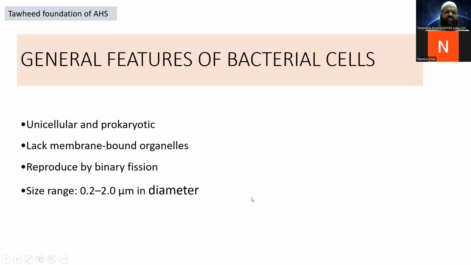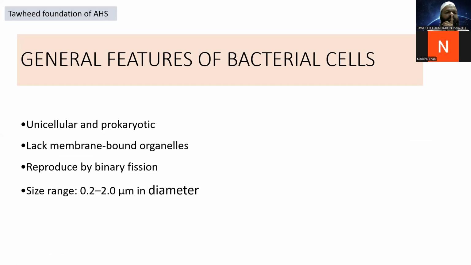So, general features of bacterial cells: unicellular and prokaryotic. Bacteria consist of a single cell that is prokaryotic, meaning they lack a true nucleus and membrane-bound organelles. The genetic material floats freely in the cytoplasm. Second is lack of membrane-bound organelles. Unlike eukaryotic cells, bacteria do not have structures such as mitochondria, endoplasmic reticulum, or Golgi apparatus inside their cell.